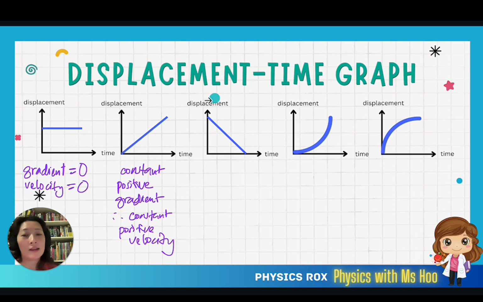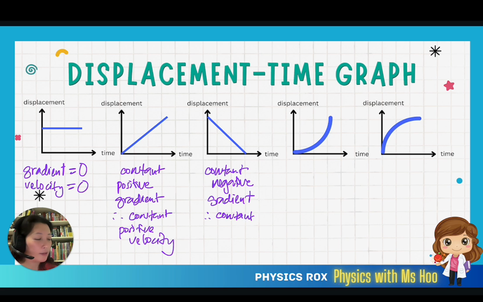Now, if we have a graph that gives us a constant gradient but negative, this means it's moving backwards, as evidenced by the shape. You can see it's moving towards zero displacement. So moving backwards, and when you look at the gradient, it's a constant value but negative. So you get a constant negative velocity. Negative means moving backwards. And you can see that, yes, this is proven.